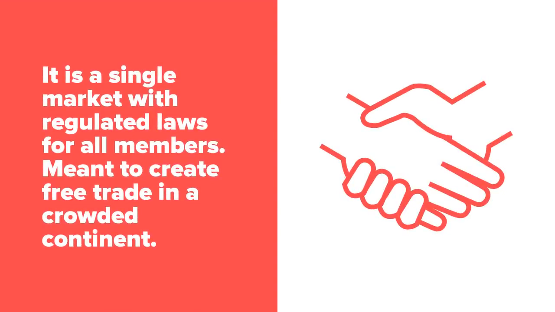Now, maybe the primary function of the European Union was to create a single market with regulated laws for all of their members. This is meant to create a free trade environment in a very crowded continent. They're so densely located that they wanted to make sure they could get across borders easily and trade with each other without much obstacle.